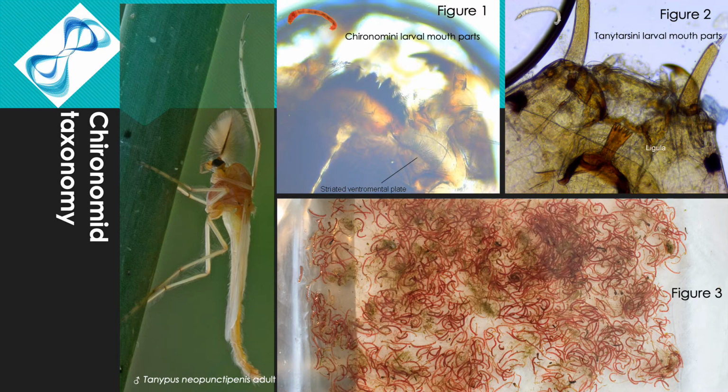In Figure 1, the striated ventromental plate distinguishes the tribe Chironomini, of which the genus Chironomus are a member. The mouthpart, known as the ligula, shown in Figure 2, distinguishes the tribe Tanytarsini, of which Tanytarsus neopunctipedis is a member. The red midge larvae shown in Figure 3 are Chironomus, collected from a 0.1 square meter sample from the wetlands in May 2020.